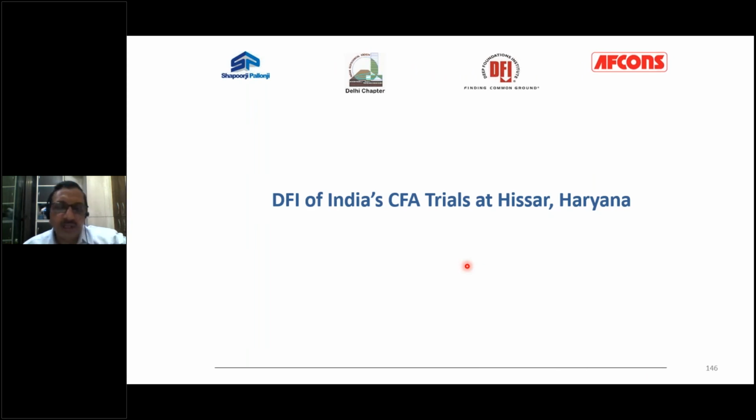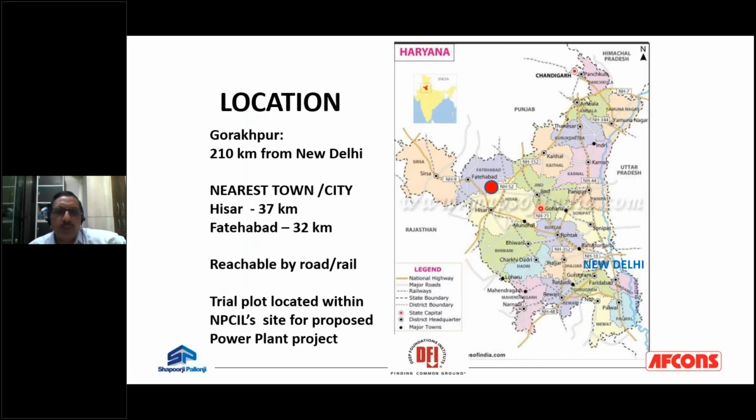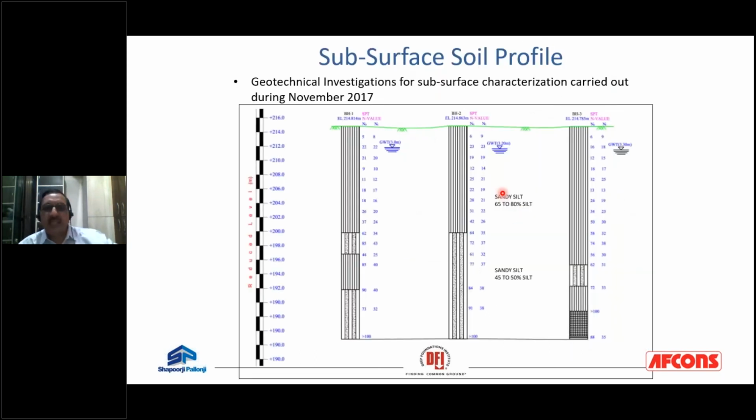In order to popularize the concept of the CFA pile, DFI of India went on to carry out CFA trials at Hisar. Hisar, you will find, is located about 210 kilometers northwest of Delhi, where we had access to the site where an ongoing project was going on, and we had been earmarked a trial patch for carrying out the trial piles. We find that the soil condition was mostly a silty soil with a ground water table available close to about 1 to 3 meters below the ground. And we were in a position to do the CFA pile up to a depth of 11 meters below the ground, where you find that the N values were found to vary from 23 to as high as 35 at about 11 meters below the ground.